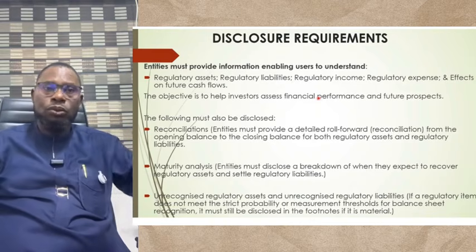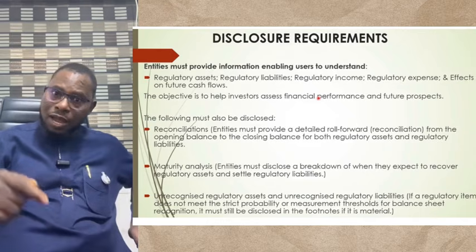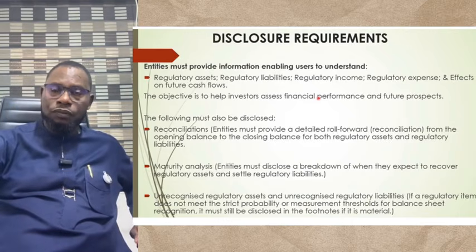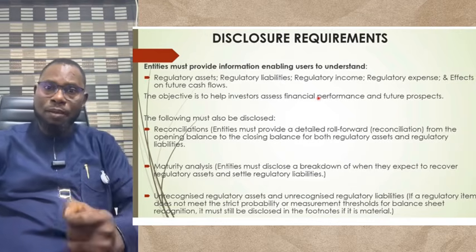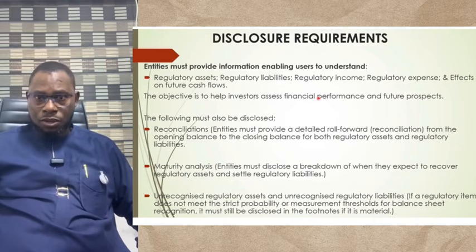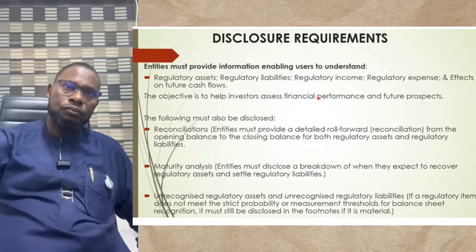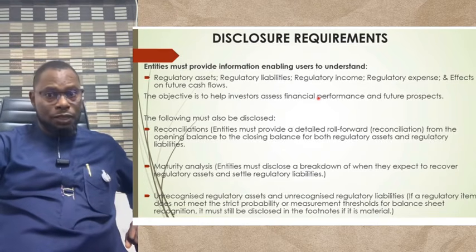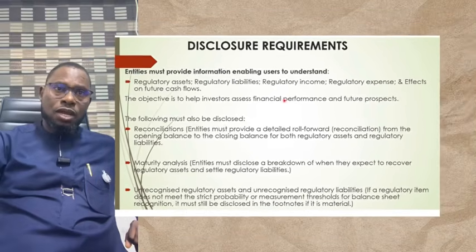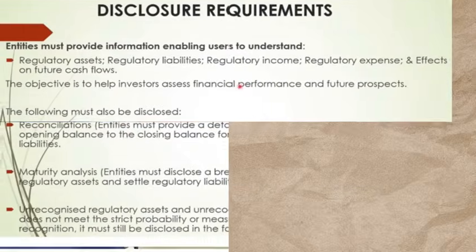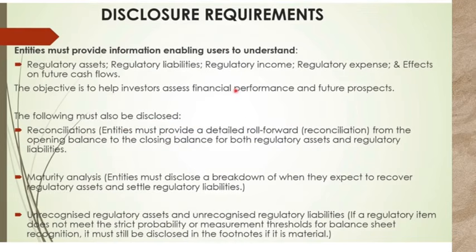So this will bring about transparency and help users of the accounts, users of the financial information, to take the best decision. And it will be very transparent, and it will bring about comparability. You can now compare companies in the industry better than before. So the objective is to help investors assess financial performance and future prospects. You see, this is decision making. Now, the following must also be disclosed: reconciliations, maturity analysis, unrecognized regulatory assets, and unrecognized regulatory liabilities.